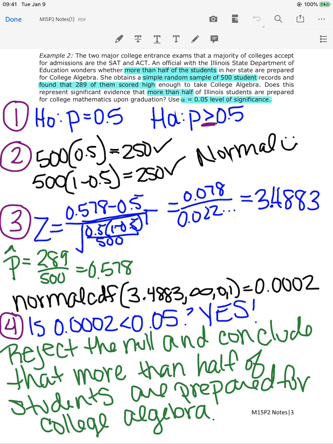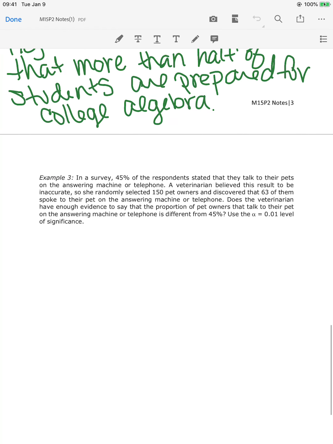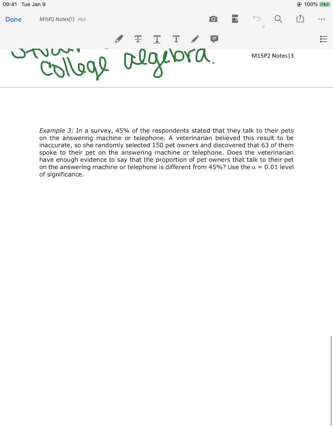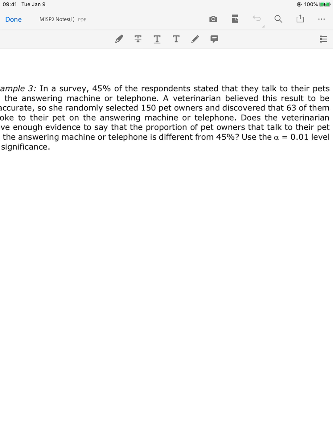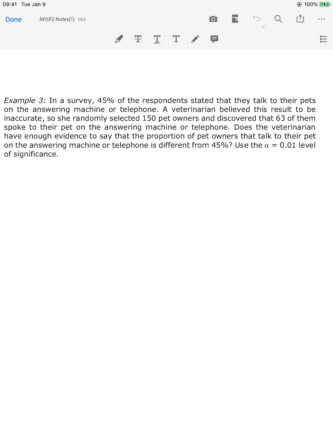All right, so one more example. In a survey, 45% of respondents stated that they talked to their pets on the answering machine or telephone. A veterinarian believed this result to be inaccurate, so she randomly selected 150 pet owners and discovered that 63 of them spoke to their pet on the answering machine or telephone. Does the veterinarian have enough evidence to say that the proportion of pet owners that talk to their pet on the answering machine or telephone is different from 0.45?